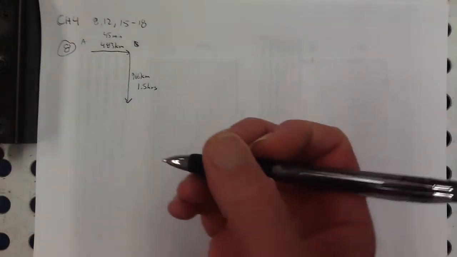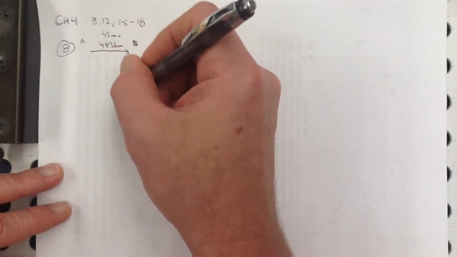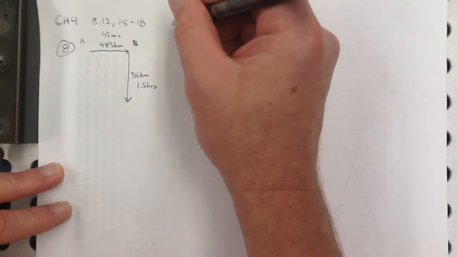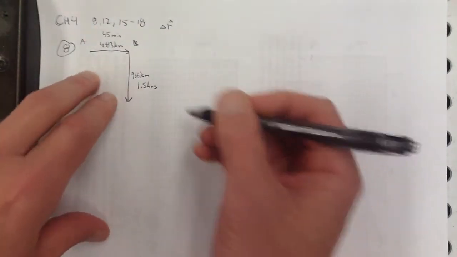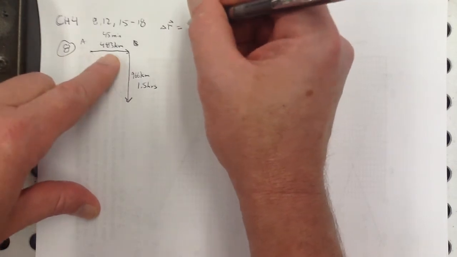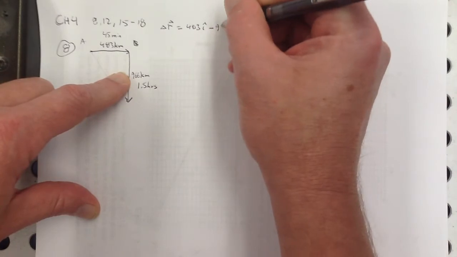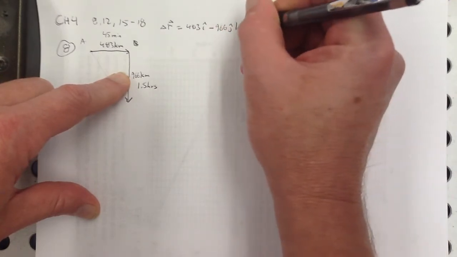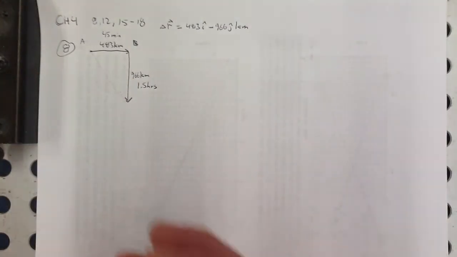All right, so let's see. The displacement is this vector from here to here. For its displacement vector, we might as well call that the origin. It doesn't matter where you move this around to, the displacement must be the same. So I'm just going to go ahead and call that 483I minus 966J kilometers. And they want the magnitude and the direction of that.